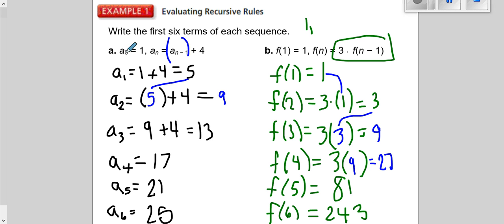This first one, it was previous term plus 4, but we started with 1, so 1 plus 4 is 5. 5, 9, 13, 17, 21, 25, adding 4 each time. So these are recursive rules when we use the previous term and just say, what are we doing to the previous term? This one was the previous term plus 4. This one was previous term times 3.